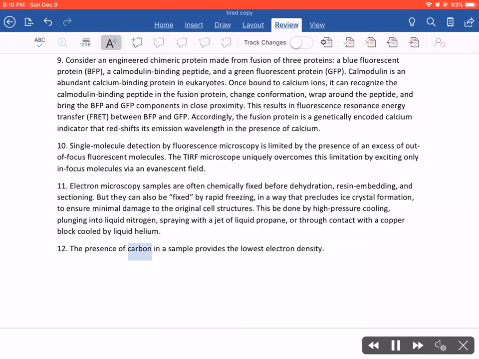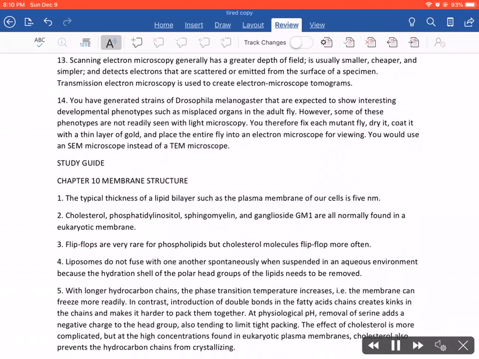12. The presence of carbon in a sample provides the lowest electron density. 13. Scanning electron microscopy generally has a greater depth of field, is usually smaller, cheaper, and simpler, and detects electrons that are scattered or emitted from the surface of a specimen. Transmission electron microscopy is used to create electron microscope tomograms.